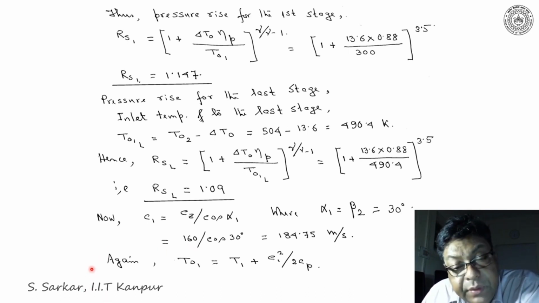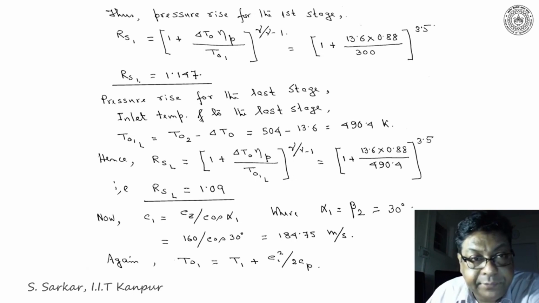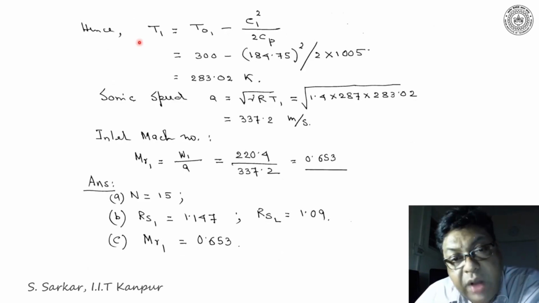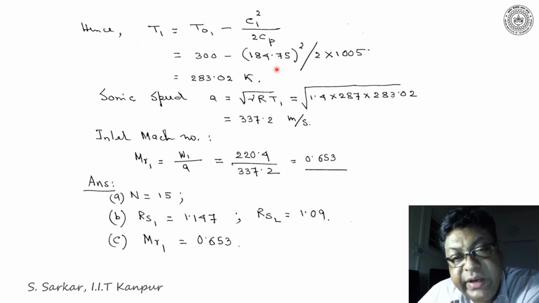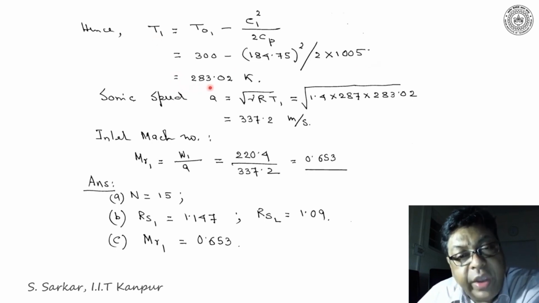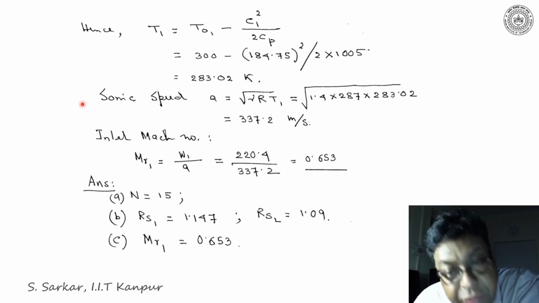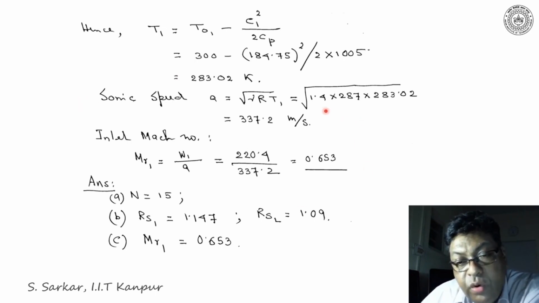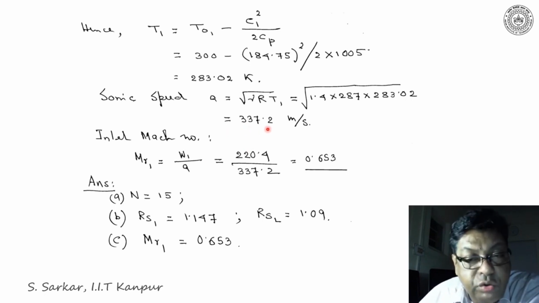Furthermore, I can write T01, the total temperature at inlet, is equal to T1 static temperature plus C1 squared divided by twice Cp. Thus, I have assessed the static temperature T1 as T01 minus C1 squared by twice Cp. So 300 minus 184.75 squared divided by 2 into 1005. And thus I have got T1 as 283.02 K. Hence the sonic speed A would be equal to root over gamma R into T1, that is root over 1.4 into 287 into 283.02. It would be equal to 337.2 meter per second.